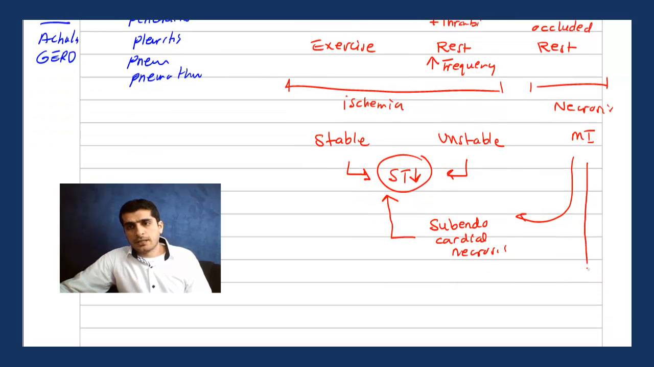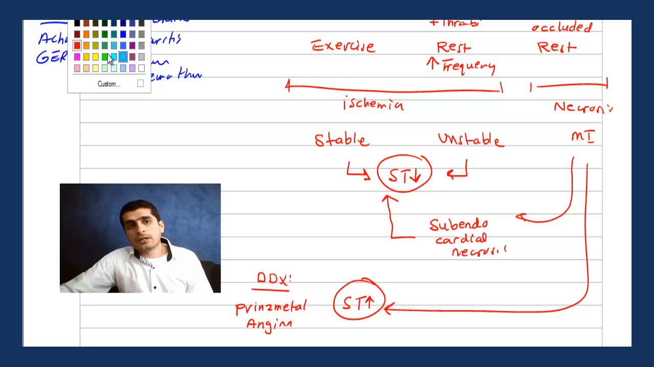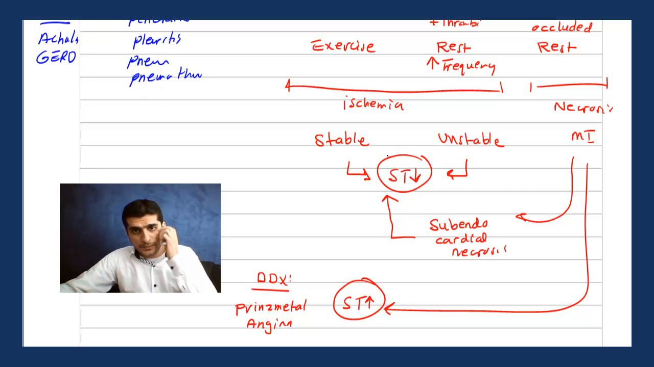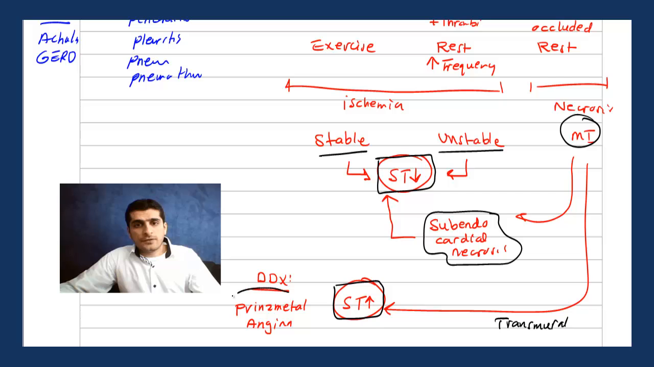Now look at the MI. The MI in general is ST elevation. And the main differential diagnosis is basically transmural angina. So you can make it this way, or you can make it another way. Basically for ST depression, guys, you get three causes: stable, unstable, and subendocardial necrosis. For ST elevation, you get two. You get the transmural, so you can say here it's transmural MI, right? Differential diagnosis transmural angina. What is the difference? This is usually spasm.